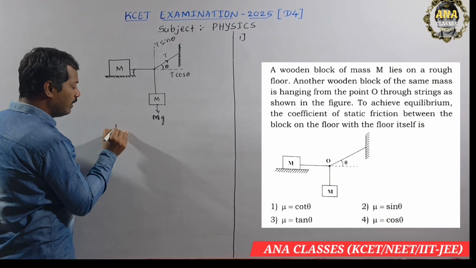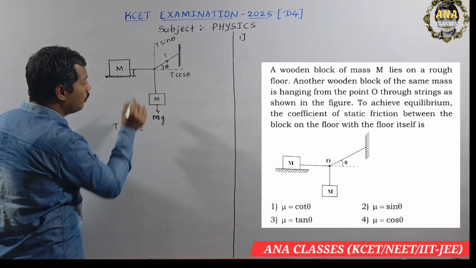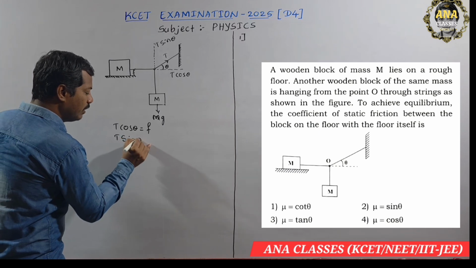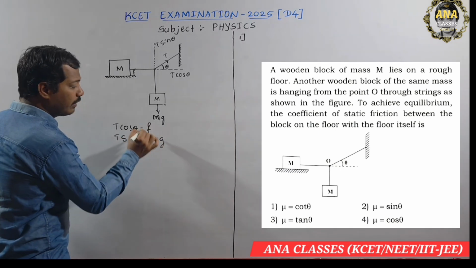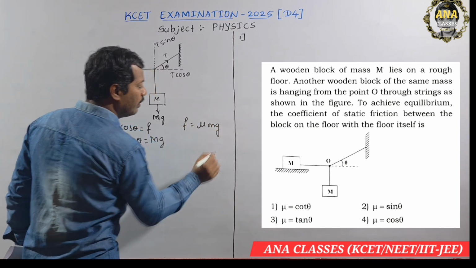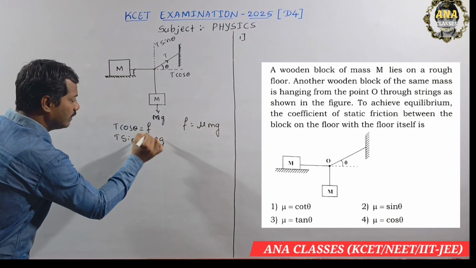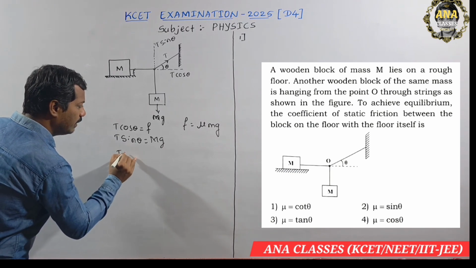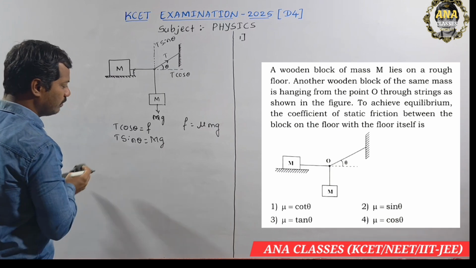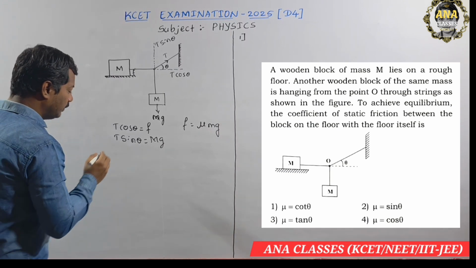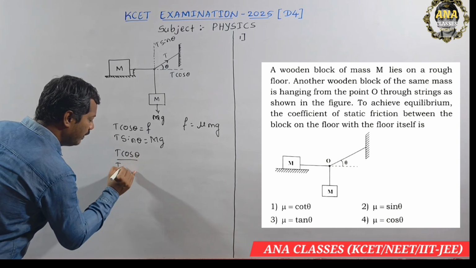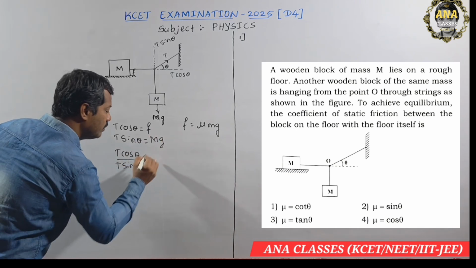Just taking the equation, T cos theta is equal to F and T sin theta is equal to mg. So we can write this F as, so frictional force is equal to what? Mu into mg, mu into normal force. So substitute here T cos theta divided by T sin theta is equal to F divided by mg.